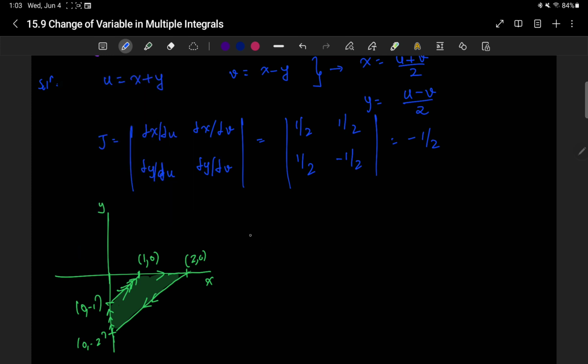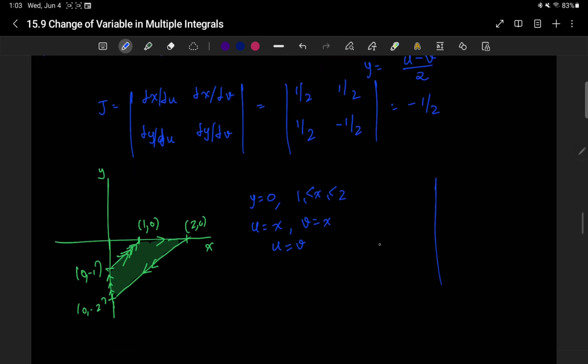Okay, so first of all, we have y equals 0 and x is between 1 and 2. So u is x and v is x, or we have u equals v. U equals v going from 1 to 2 gives me the first side. That goes from (1, 1) to (2, 2) in the UV world.